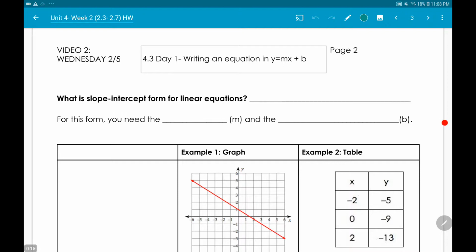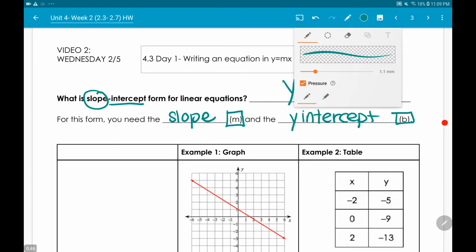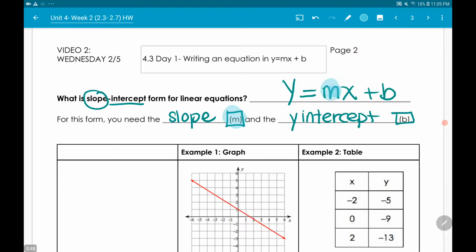So when we write an equation, the equation is called slope-intercept form. That means we need the slope, which is our m value, and our y-intercept, which is the b value. And how do we write that? y equals mx plus b. Again, where m is your slope and b is your y-intercept.